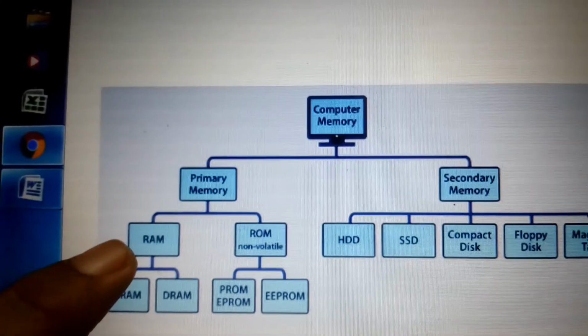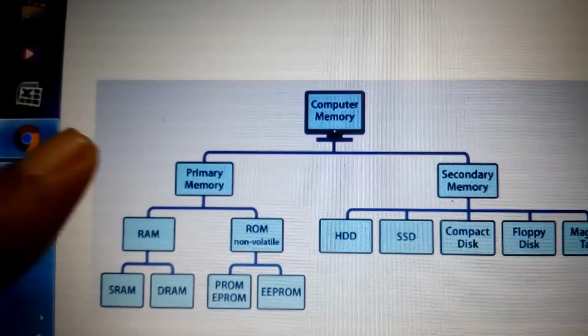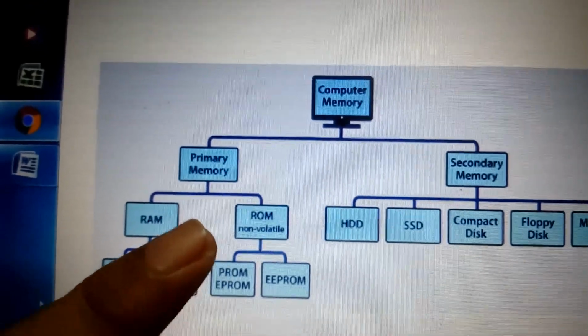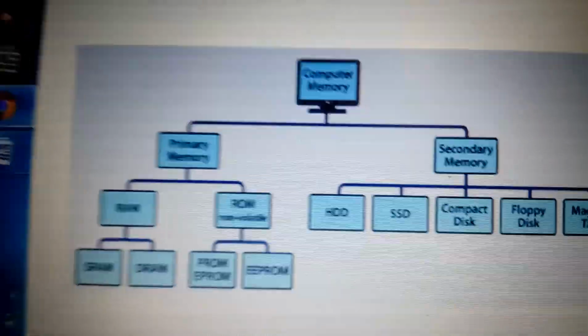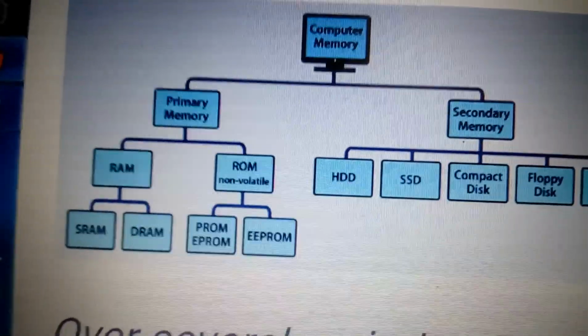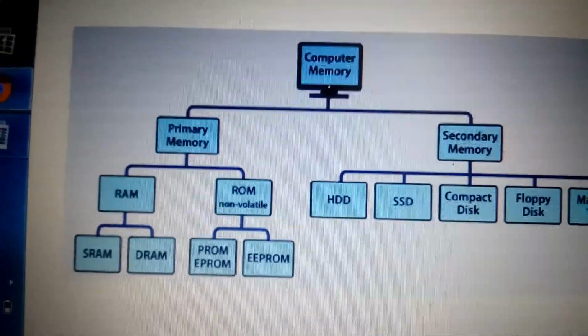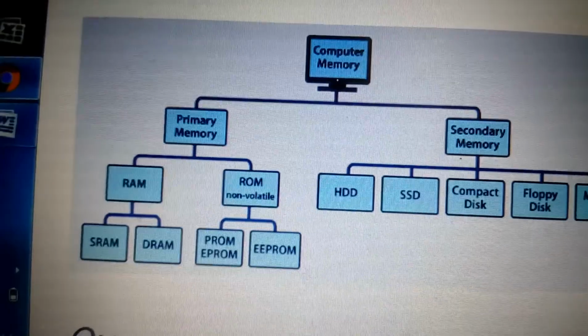RAM is volatile memory. Its contents are lost when the power is switched off, and ROM is non-volatile memory. Its contents are not lost when the power is switched off. It means all the data that is not erasable is in the ROM part of memory.